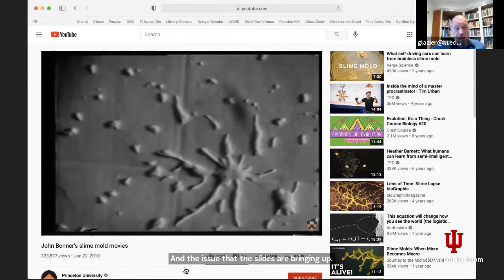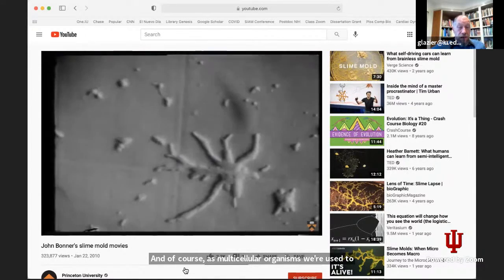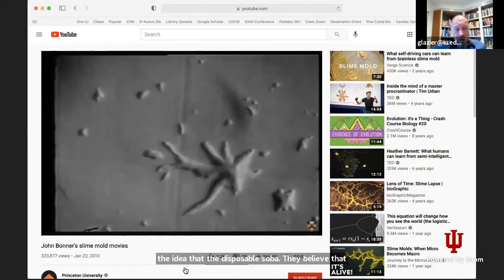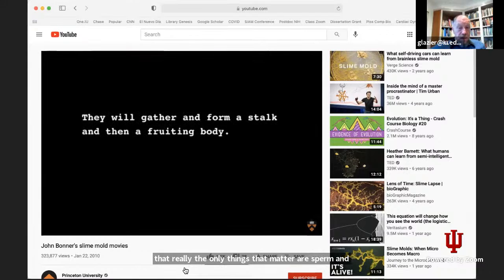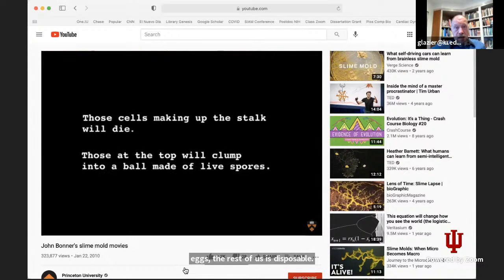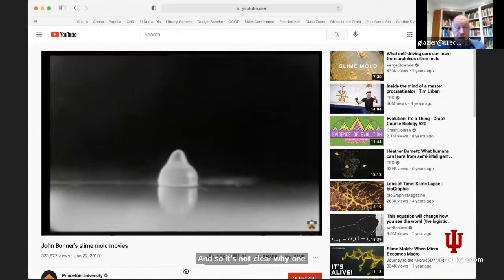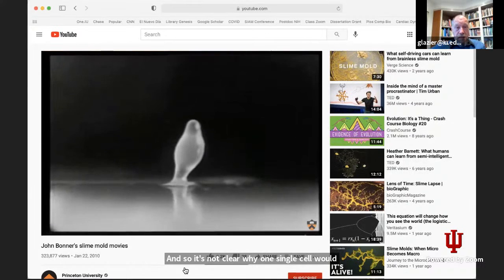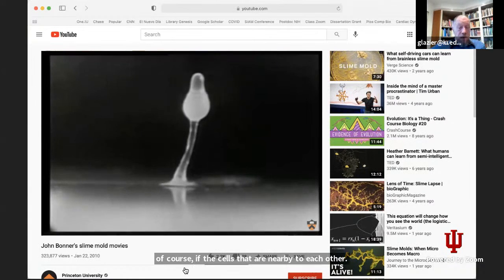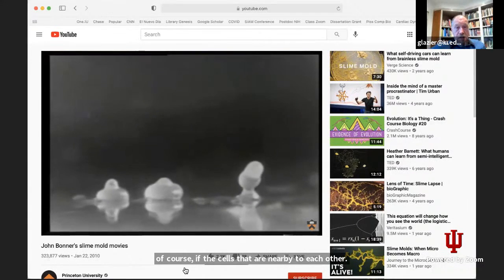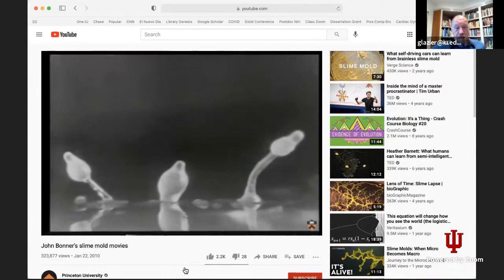And of course, as multicellular organisms, we're used to the idea of the disposable soma, namely that really the only things that matter are our sperm and eggs. The rest of us is disposable. But these are organisms that live as single cells. And so it's not clear why one single cell would sacrifice itself for another single cell. But of course, if the cells that are nearby to each other are related because they divided from a common ancestor, then there can be selection for these kinds of collective behaviors.